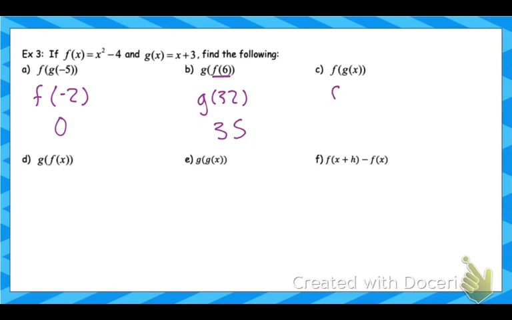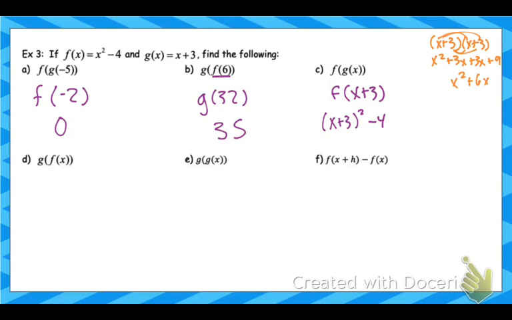F of g of x is going to be f of x plus 3. So f of x plus 3 would be x plus 3 squared minus 4. Now be careful when you simplify this. X plus 3 squared is not just x squared plus 9. Whenever we do x plus 3 squared, we need to remember that we are multiplying x plus 3 times x plus 3. If I were to FOIL that out, I would get plus 3x plus 3x plus 9. So it's actually x squared plus 6x plus 9.